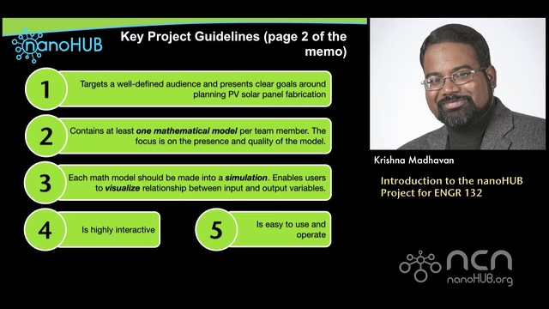On page 2 of the memo, there are some guidelines that we indicate are required of every project, and these are the dimensions along which we are going to be evaluating your work. The first guideline, the first requirement, is that your projects must target a well-defined audience and present clear goals around planning PV solar panel fabrication. You probably have worked a little bit on this as part of your modeling activity, and I'm pretty sure that you have some experience looking at this in your class.